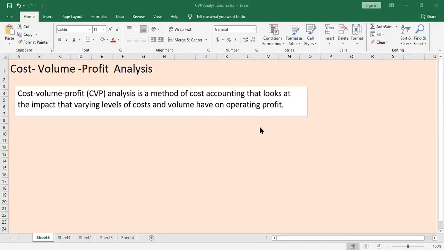Just before going to the analysis, I want to give you an understanding of what we mean by CVP, cost volume and profit analysis. As the slide says, the cost volume profit or CVP analysis is a method of cost accounting that looks at the impact that varying levels of cost and volume have on the profit. It is more like creating a relationship between cost, volume, and the profit.